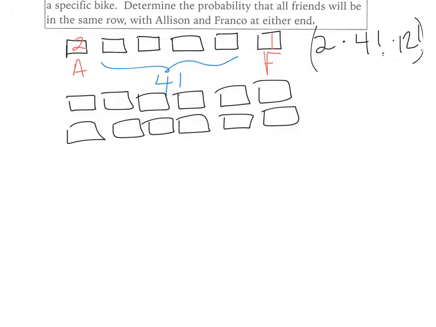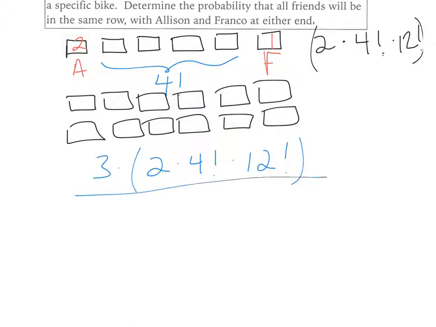So these are our favorable outcomes. The ways that they can sit in one row, just the first row, is 2 times 4 factorial times 12 factorial. And we times that by 3 because there's 3 rows. Now the total is just the total number of ways that the 18 bikes can go. So that's just going to be 18 factorial.